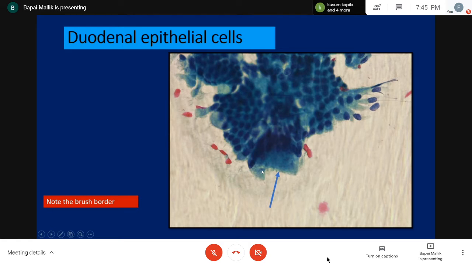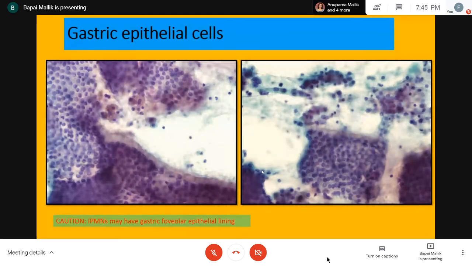So after the duodenal epithelial cells, we need to look at the gastric epithelial cells. Now, for the gastric epithelial cells, the key diagnostic indicator is that you need to look at the surface. And at the surface, you find these gastric foveolar cells that show mucin, and the so-called mucin caps. The mucin caps are present over here. So these are mucin caps.